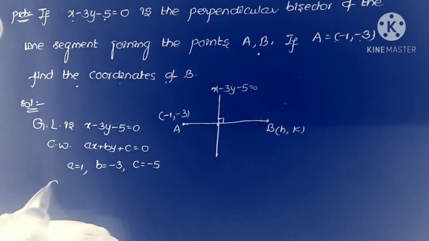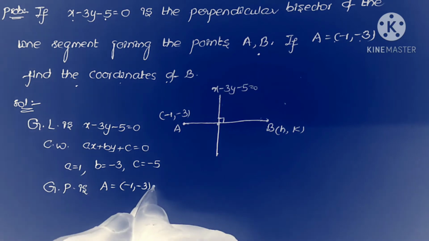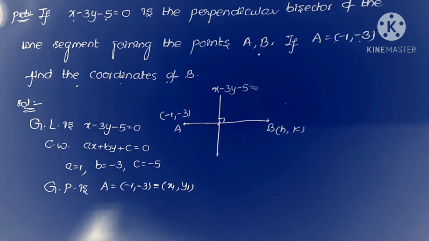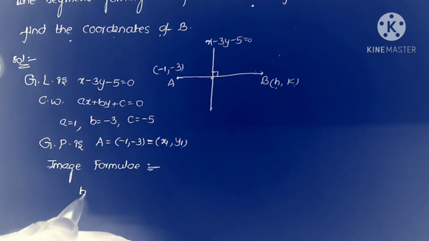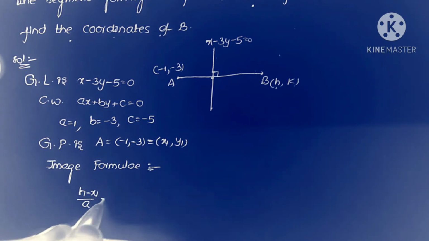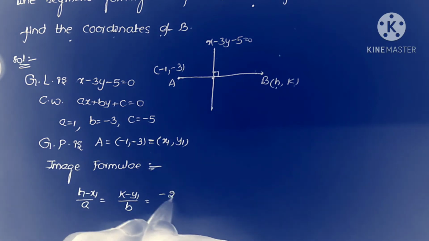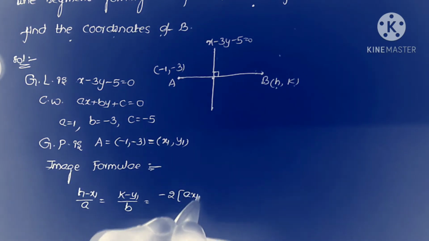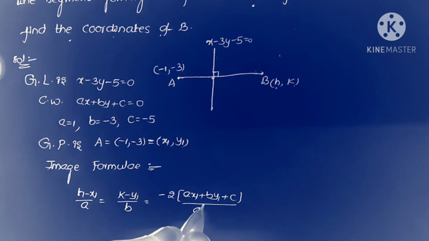And next we take the given point. What is the given point? The given point A is (-1, -3). Now this is taken as (x1, y1). So first we write the image formula. What is the image formula? (h minus x1) by a is equal to (k minus y1) by b is equal to minus 2 into (ax1 plus by1 plus c) by (a square plus b square).